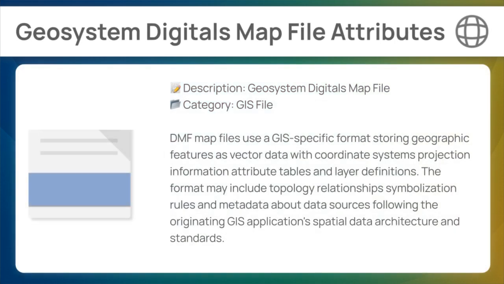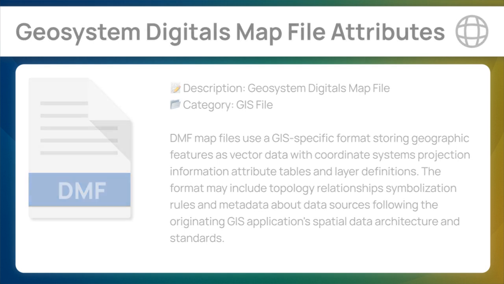DMF map files use a GIS-specific format, storing geographic features as vector data, with coordinate systems, projection information, attribute tables, and layer definitions. The format may include topology relationships, symbolization rules, and metadata about data sources following the originating GIS application's spatial data architecture and standards.